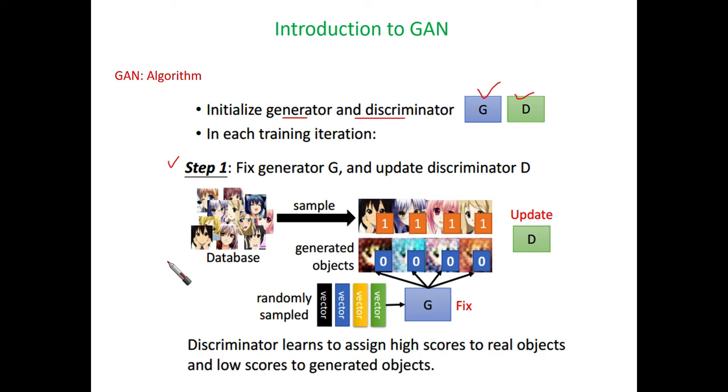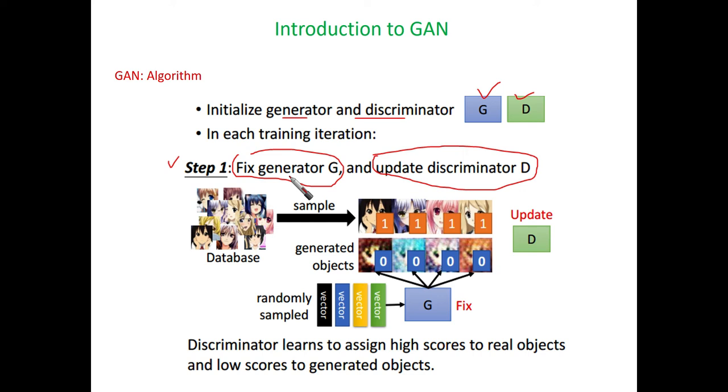So what is step one? Step one is that we fix our generator and then update our discriminator. What do we mean by that? First we initialize both the generator and the discriminator. Initializing means we fix all of those parameters, the weight matrix W that we saw. Now we will change the discriminator's parameters, provided that the generator's weight matrix is fixed.